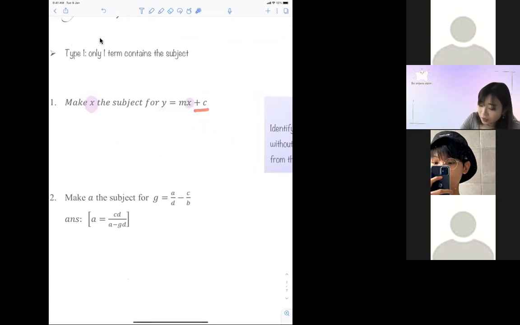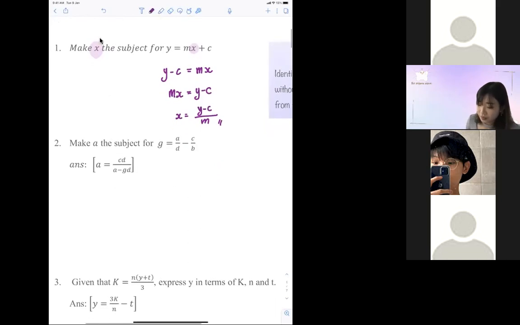So this plus C just bring over. So Y minus C equals to MX. Then slowly bring over and try to make X the subject. This is times, bring over the divide. Just be careful. Always make sure that your X term, your subject term is on the left side. So I swap it first. Okay. Then I bring the M over. That's it.